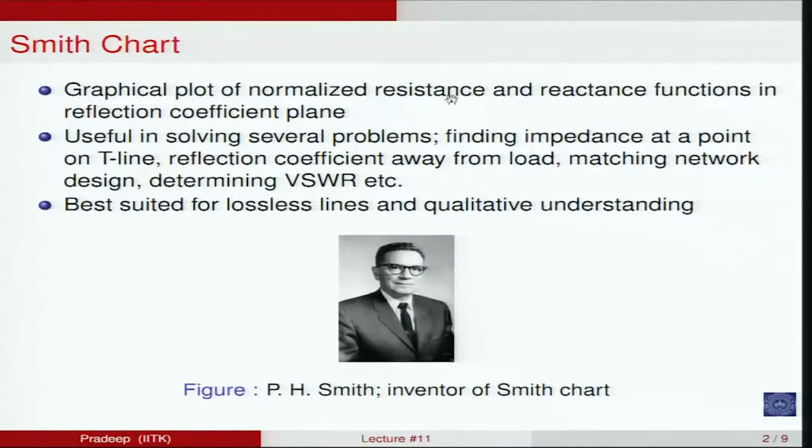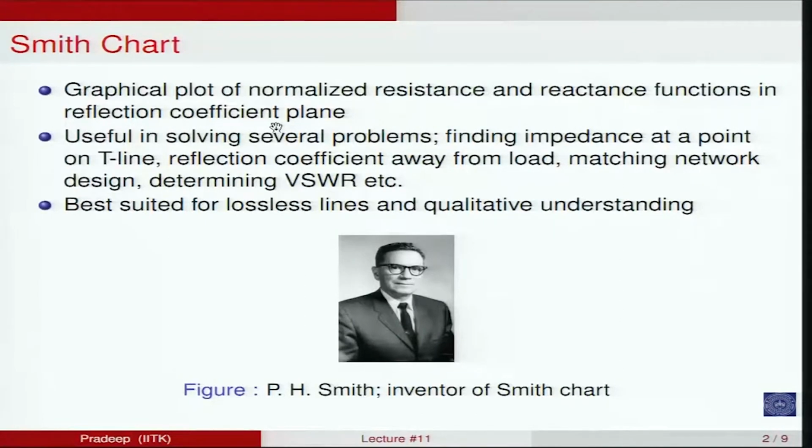This normalized impedance is plotted in a reflection coefficient plane. Why is reflection coefficient even considered to be plottable in a plane? If you remember, reflection coefficient is not always a real quantity. It is defined by ZL and Z0 and given by ZL minus Z0 by ZL plus Z0, and when your load impedance happens to be complex, then your reflection coefficient will also be complex.